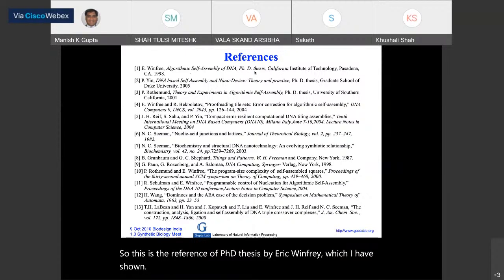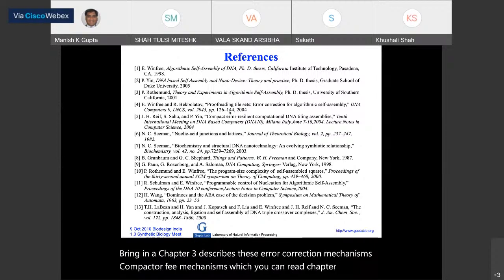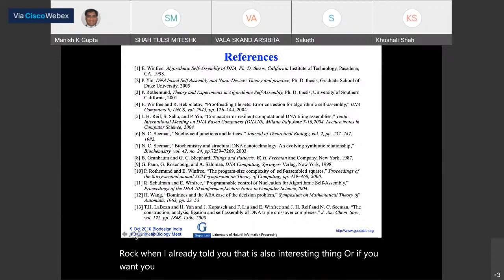Put it in the Google Classroom. Penguin chapter 3 describes these error correction mechanisms, compact error-free mechanisms, which you can read in chapter 3. Paul Rothemund, I already told you, is also an interesting thing. Or if you want, you can look at the paper directly.